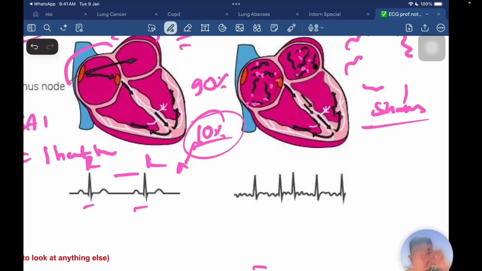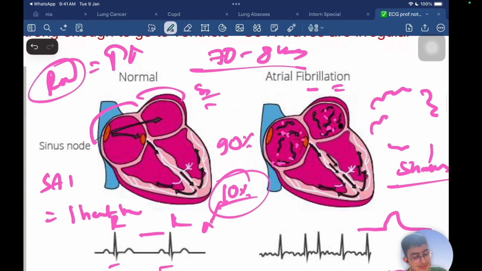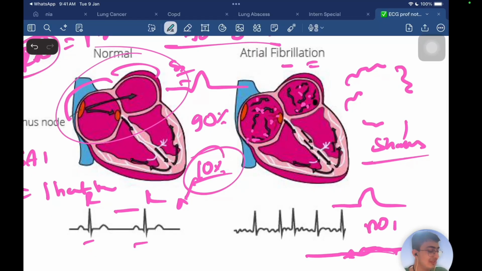If it contracted as a single unit, you would get a nice P wave, like a pop, because it contracted as a single unit. But right now it's not even contracting; it's just shaking. So will you get a P wave? Not really, because it's not actually contracting properly, it's just shaking. In a normal heart, you will get a good contraction, so you will get a good P wave. Here there is no contraction, it's just shaking, so you will get no P wave.